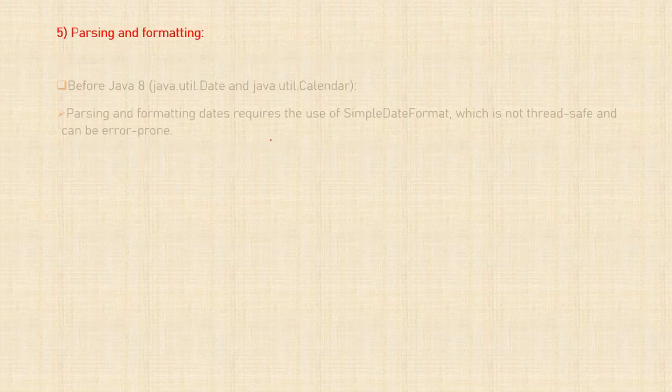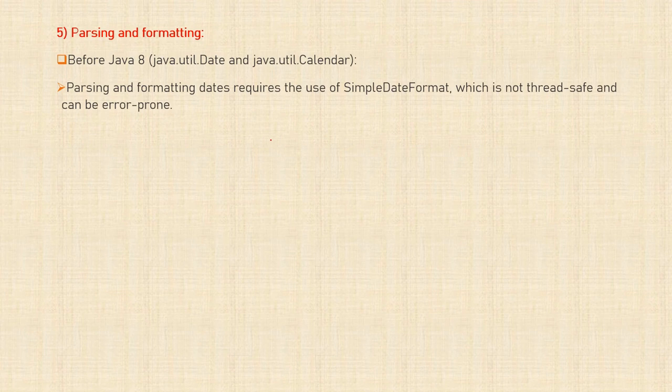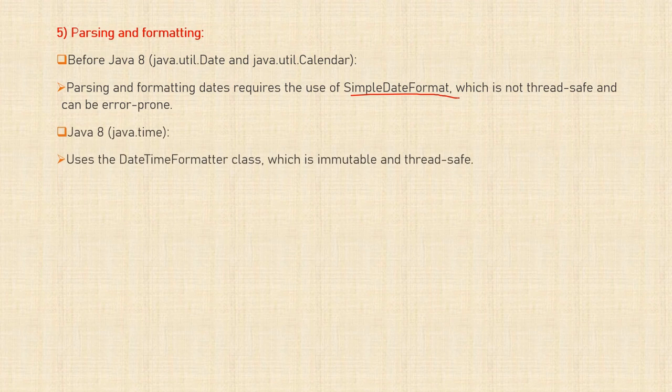And for parsing and formatting, we are going to compare Java 8 and before Java 8. Before Java 8, parsing and formatting dates required the use of SimpleDateFormat, which is not thread safe and can be error prone. So if you want to do parsing and formatting, we have to use SimpleDateFormat before Java 8. In Java 8, you can use DateTimeFormatter to format your date and time.